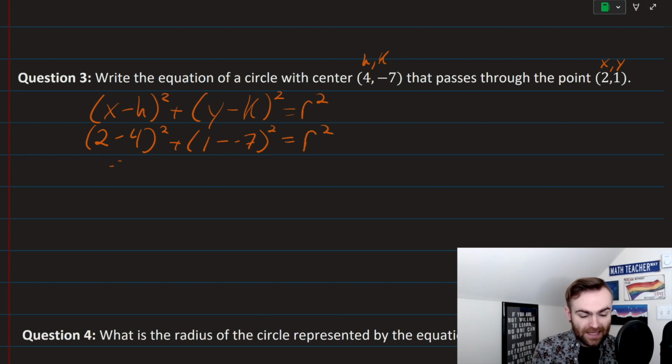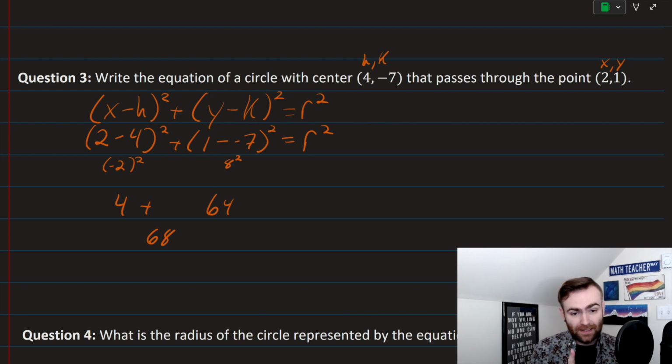2 minus 4 is negative 2. Negative 2 squared is 4. Then we have 1 minus negative 7, which is positive 8. That squared is 64. Adding those together, we get 68. So r squared is 68, and it did not ask us what the radius would be. The radius would technically be the square root of 68, but we can just leave that as is because that is r squared.